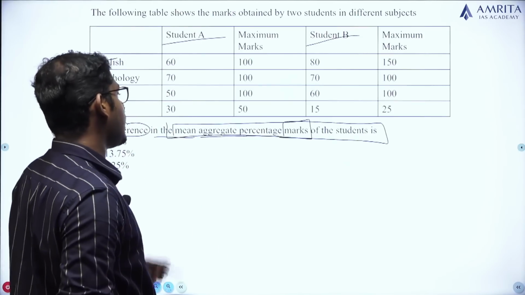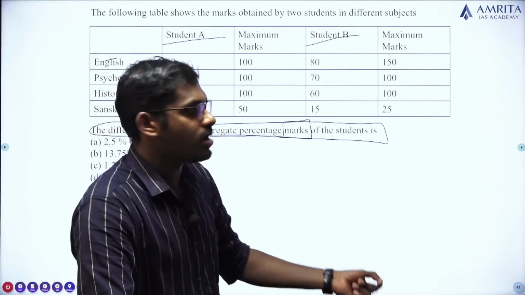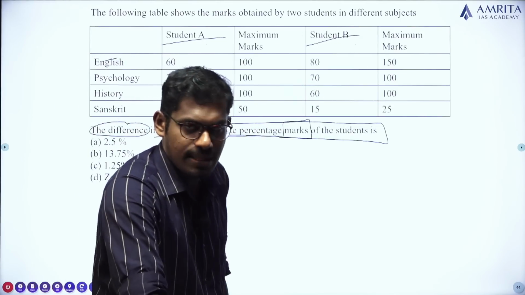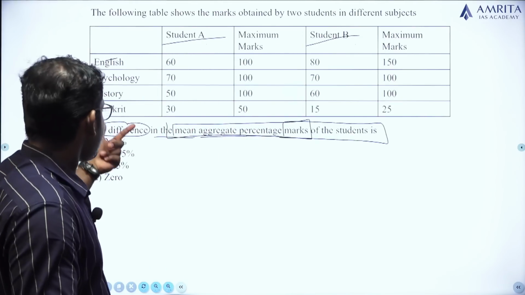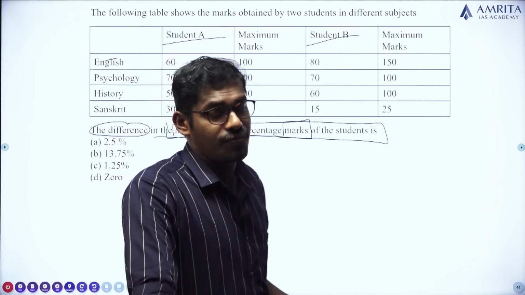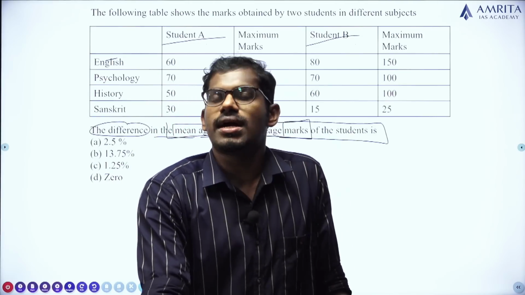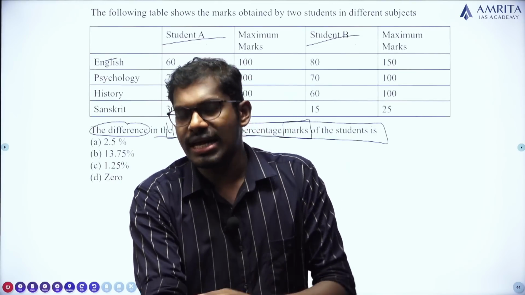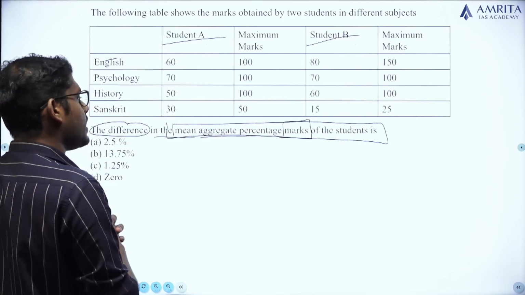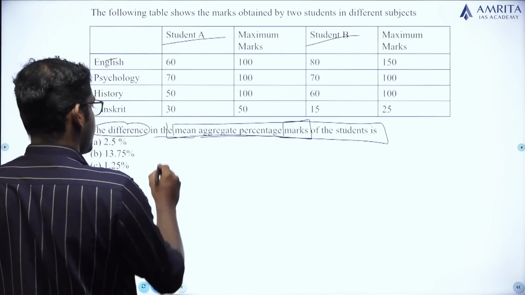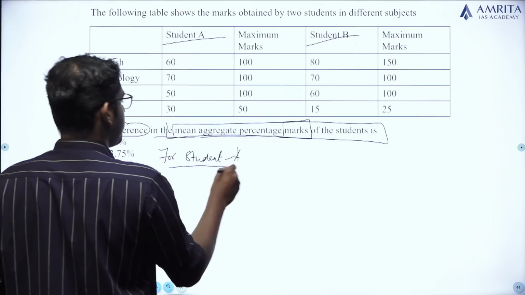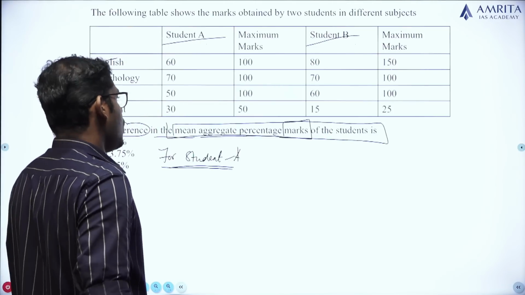So we have to find the mean aggregate percentage marks of student A and student B, and then we have to find the difference between them. Repeating once again, the question asked here is the difference in the mean aggregate percentage marks of the students. So first of all, we have to find the mean aggregate percentage marks of student A, then student B, and then find the difference between them. Clear? Okay. So let's first find out the mean aggregate percentage marks of student A.